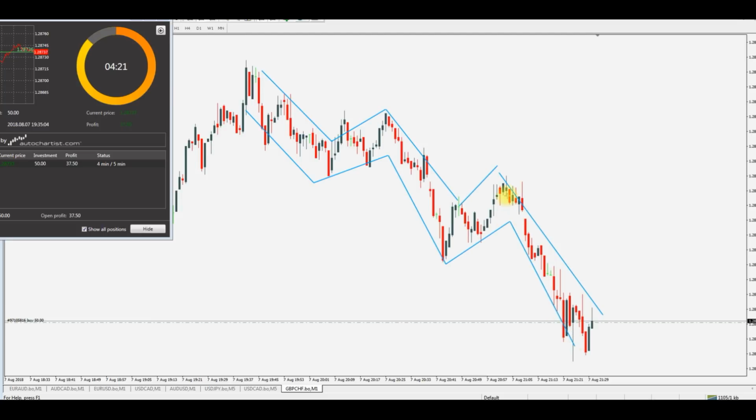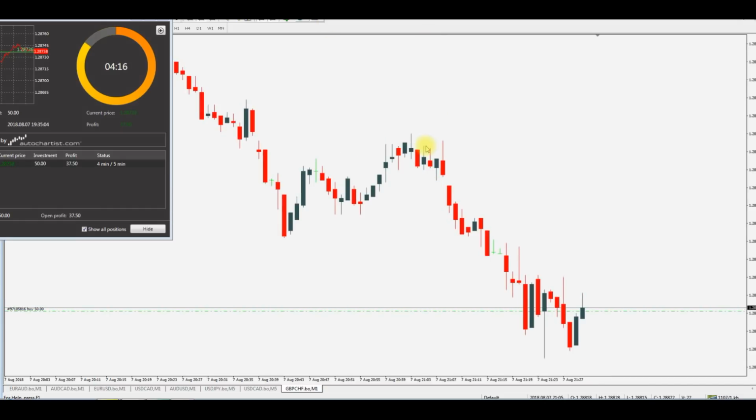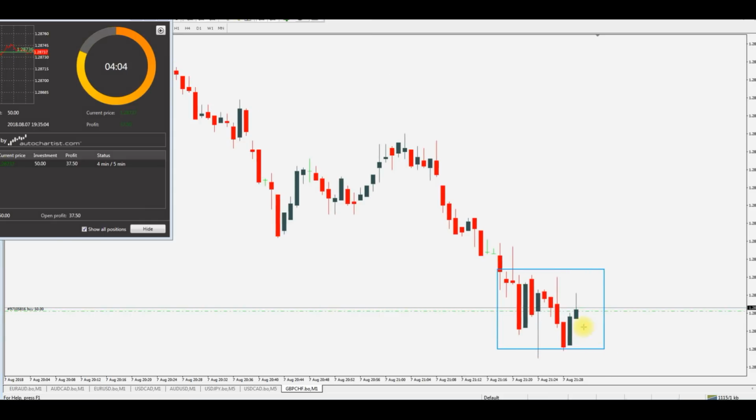Now, at this very point, if I zoom in here, we're very bearish, right? There's a lot of red candles, but look at this consolidating area here. Let me just draw a box here. Can you see how the price is kind of confused in this area? We've got a big red candle, then a big green candle, then a red candle, and the price is thinking, well, what's going on here?